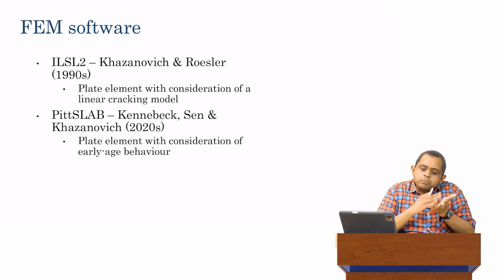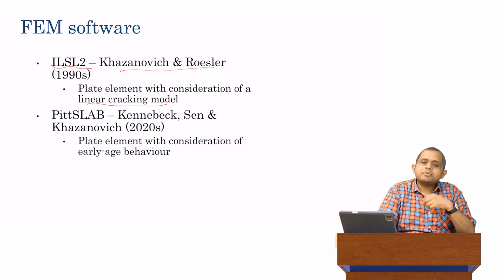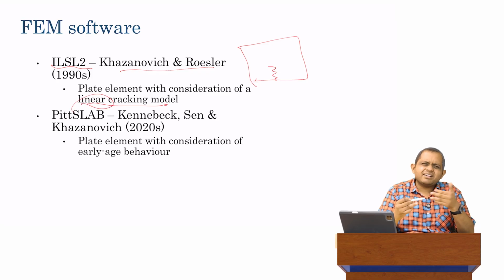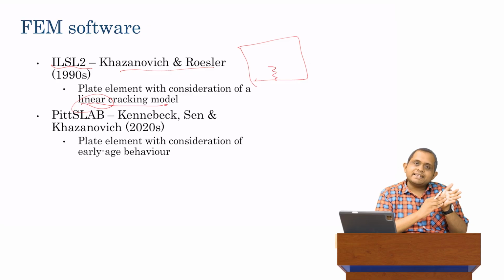Now, some more work has happened since then. Also in the 1990s, another program called ILSL2, by Kazanowicz and Racer, again at the University of Illinois, was developed. This also used plate elements, similar to ISLAB, but here they also took into account a cracking model. So basically, if you have a slab, they took into account what happens when you have a crack going through the slab. They had somewhat of a linear cracking model, with a couple of assumptions here and there, just to see how a slab or a beam would behave when you had a crack going through it. So that was in the 1990s.